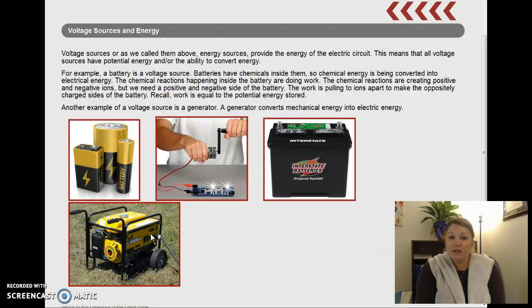Well, it takes work to do that, right? It takes chemical breakdown, chemical reactions doing work to pull some ions apart in the battery to give you a positive and a negative side of the battery, the high and the low potential. Same thing with the generator, right? You have to put some work into that crank to get some energy. This conversion of energy is what gives us our voltage and is our pumping mechanism for keeping that current flow going.